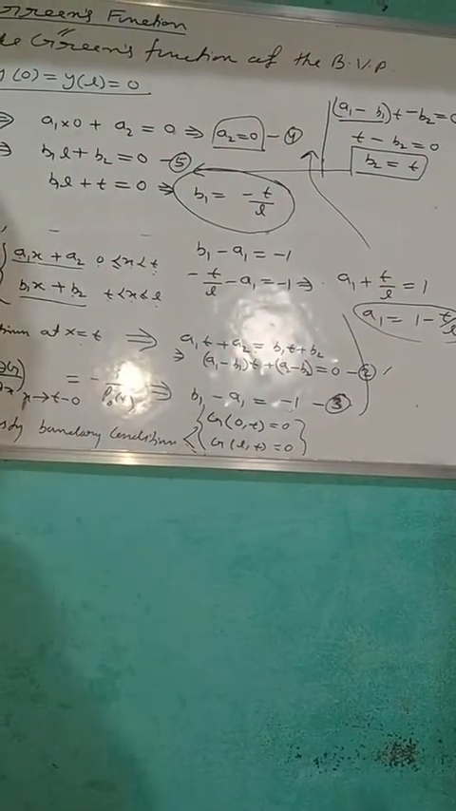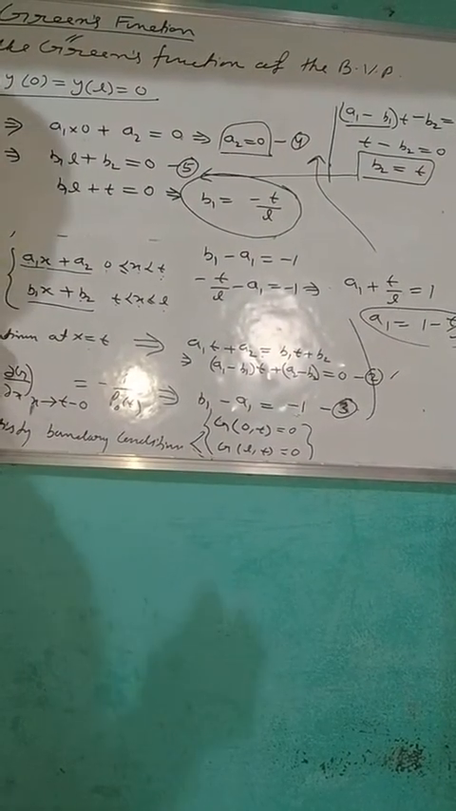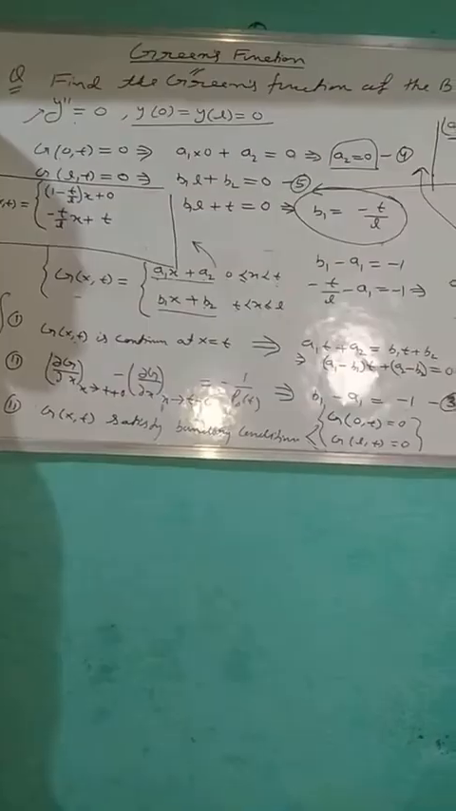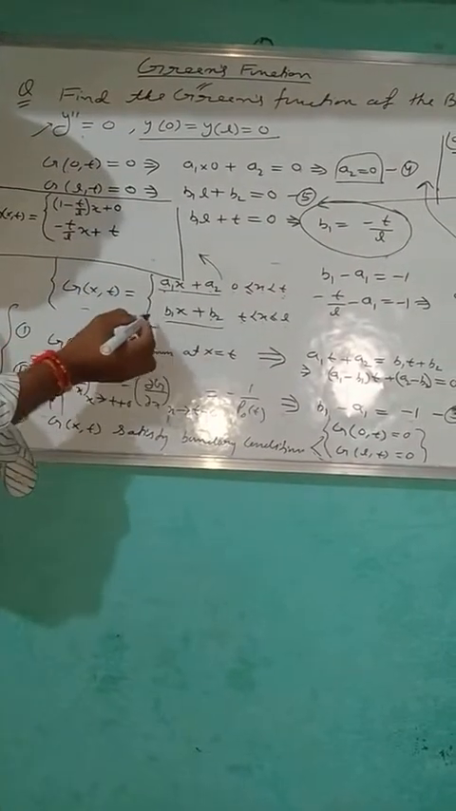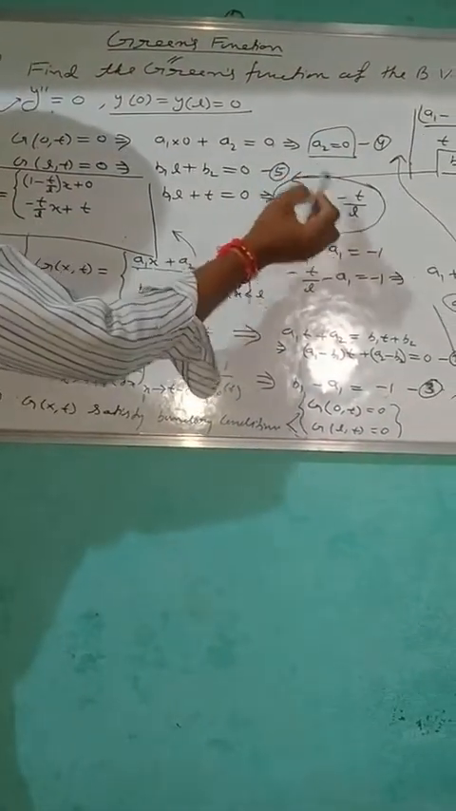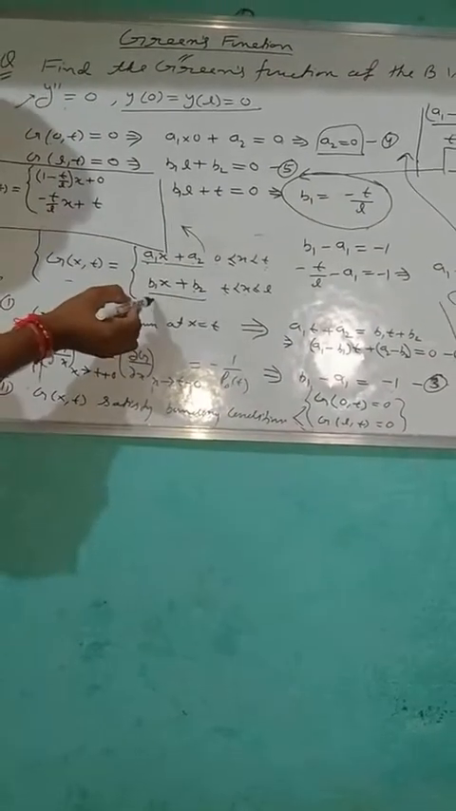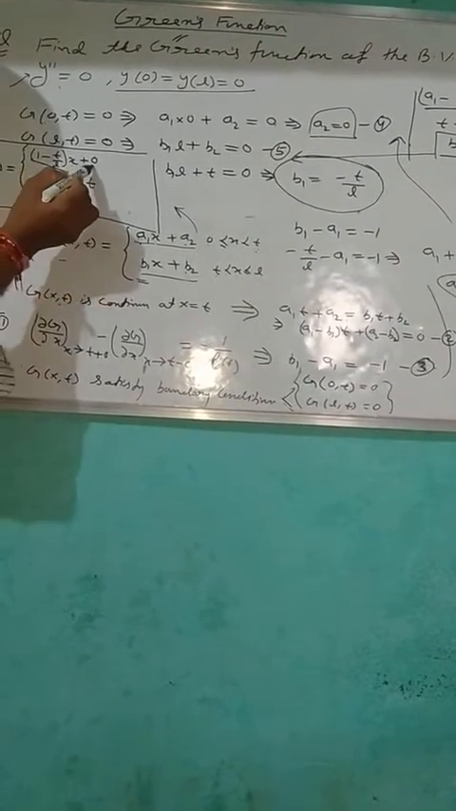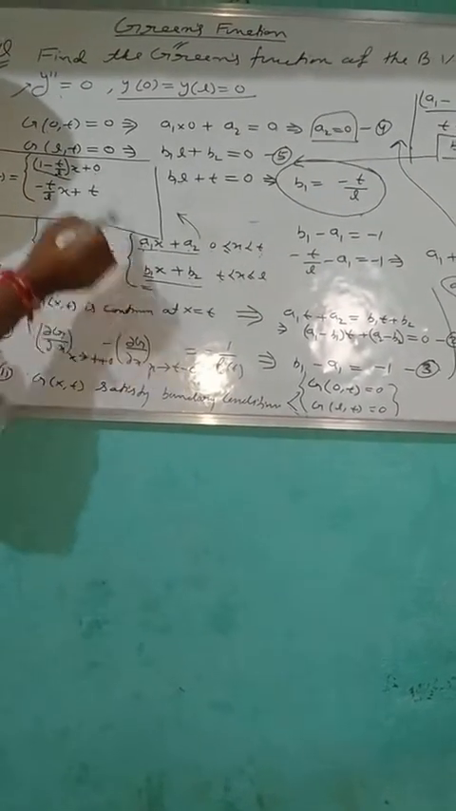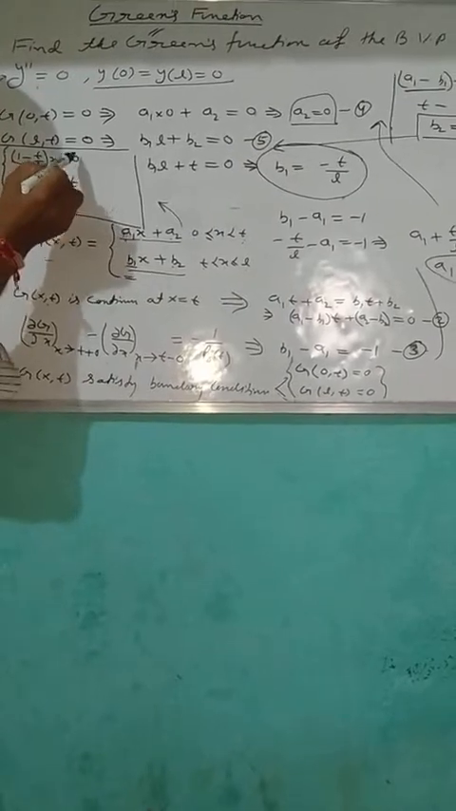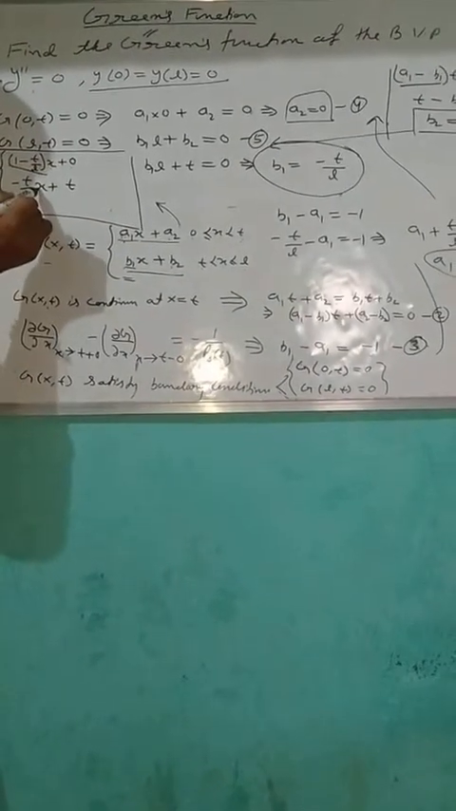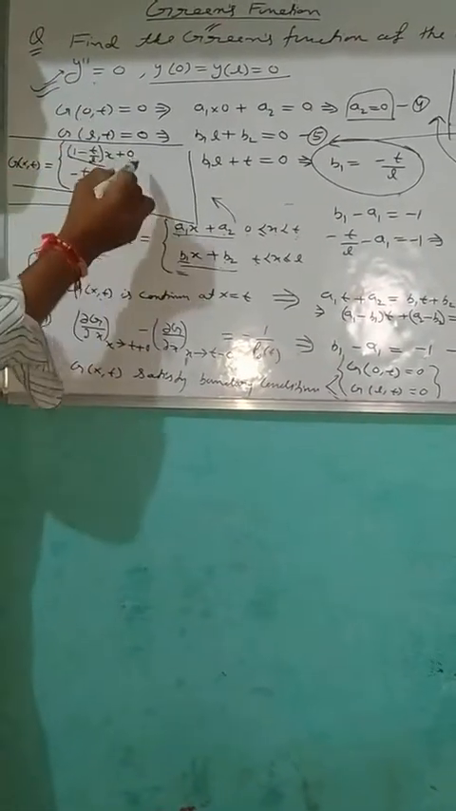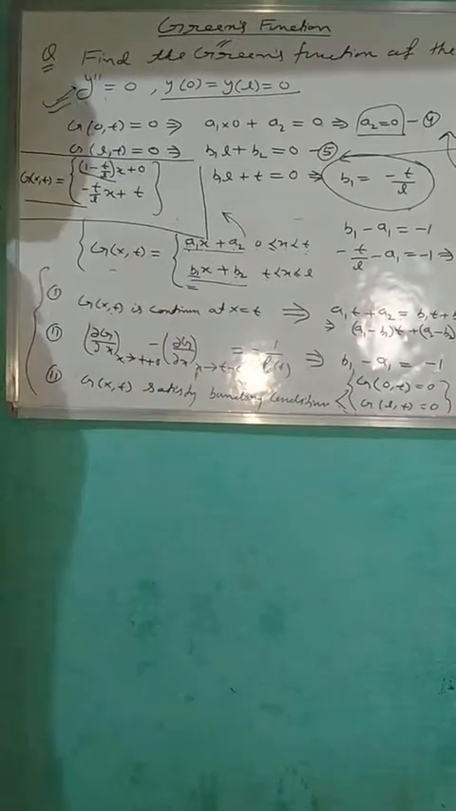If we want to find the green function, we can put all the values of a1, a2, b1, b2 in this equation. When we apply the values of a1, a2, b1, b2 in this green function, at the place of a1 we can put 1 minus t upon L into x plus 0, and at the place of b1 we know the value of a2 is 0. b1 is minus t upon L into x plus b2 is t. This is the green function for this differential equation. This is the answer of this differential equation.